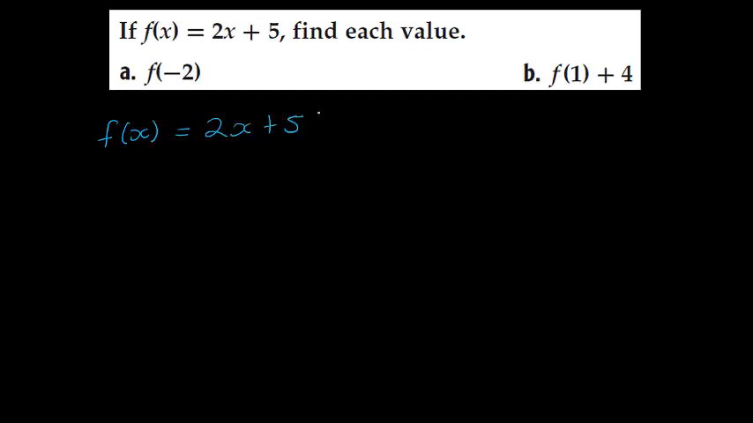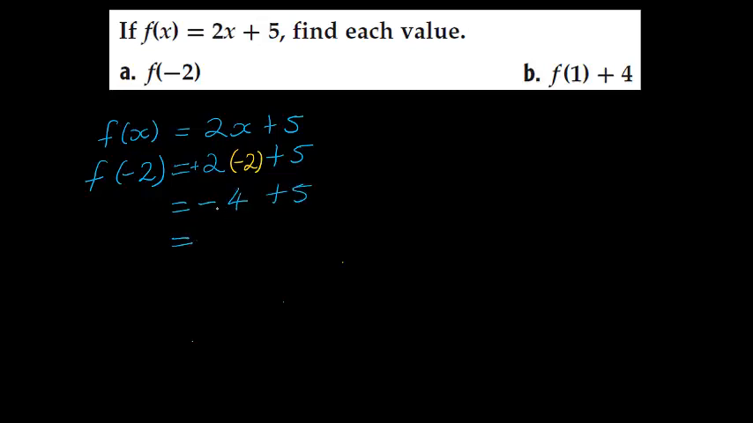The question asks us to find the value of f of minus 2. What this means is that I'm going to substitute minus 2 everywhere that I see x. So I'm going to write my equation, and it becomes f of x, which is 2 times minus 2 plus 5. So 2 times minus 2, positive times negative, plus times minus is minus, 2 times 2 is 4, plus 5, and that is equal to minus 4 plus 5, which is equal to 1.